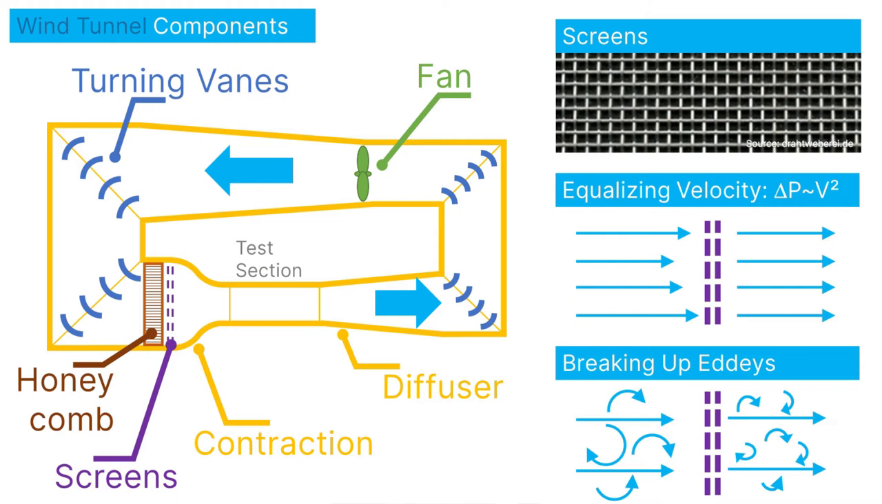After exiting the honeycomb, the air needs to pass through a number of screens, which are composed of wires interwoven together to form a square or rectangular mesh. This mesh imposes a static pressure drop to the flow, which is proportional to the square of the velocity. And this will penalize velocities higher than the average and will boost velocities which are below the average. This helps to reduce variations in longitudinal flow velocity. Also, the screens help to break up large eddies into smaller ones, which decay faster.